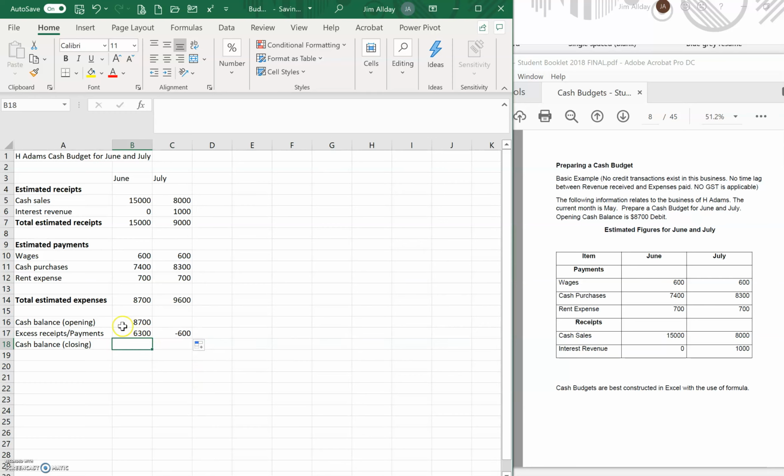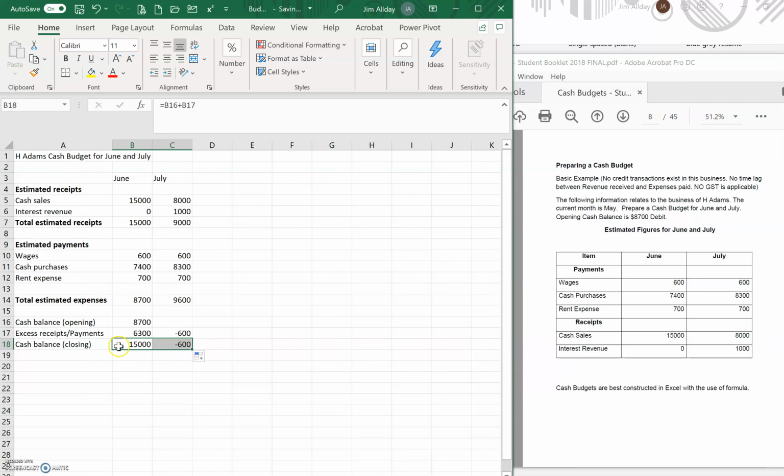Closing cash balance. So we started with 8,700. We've had 6,300 more coming in than going out of the business. So our closing balance will be these two added together. So the 8,700 at the start plus the 6,300, plus that. Enter. So we are predicting by the end of June, we're going to have $15,000. Again, drag and copy that formula across. The less typing we can do, the better.